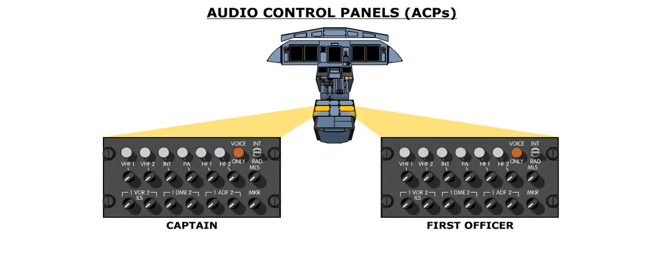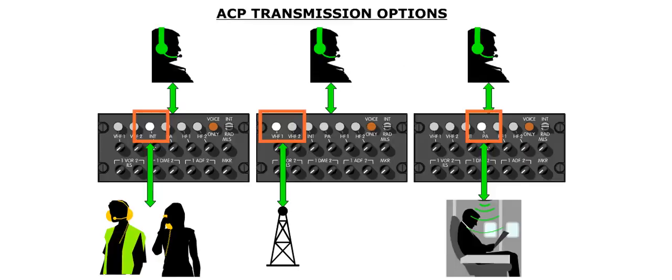Each pilot has an audio control panel, or ACP, which is used to make communication and navigation selections. These panels are located in between the pilots, on the center console. The ACP provides the ability to transmit through the VHF radios, the interphone, or the HF radios. An additional selection enables the crew to make PAs from the flight deck.